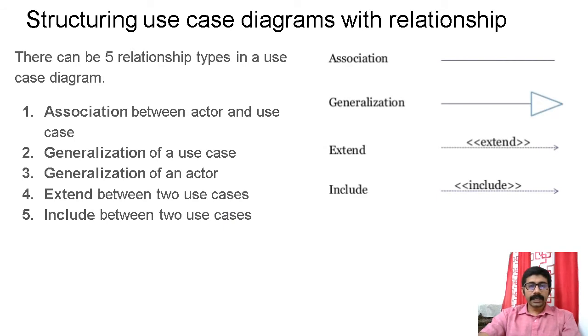Structuring use case diagrams with relationships. There can be five relationship types in a use case diagram. They are association between actor and use cases, generalization of a use case, generalization of an actor, extend relationship between two use cases, and include relationship between two use cases. These are the representations for each relationship. We will see each of them in detail.